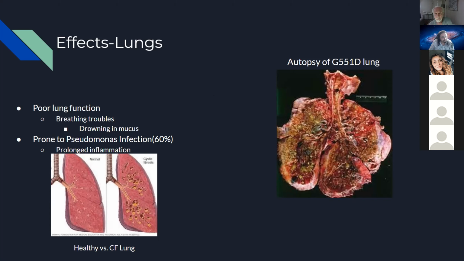And then 60% of the time, people who have this mutation are prone to get infections sometime in their life. Specifically with the Pseudomonas infection, that causes prolonged inflammation. And although it's treatable, by the time you do treat it, it's practically already back. It's almost like a constant cycle of treating and then it coming back.